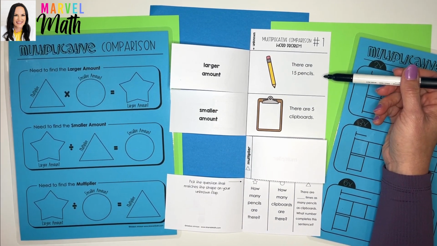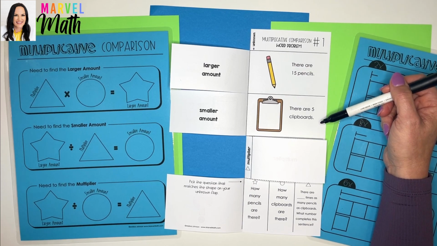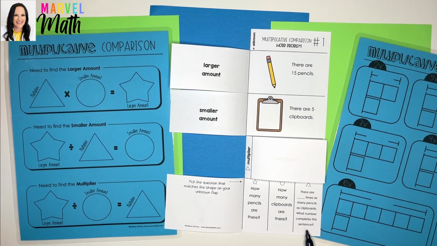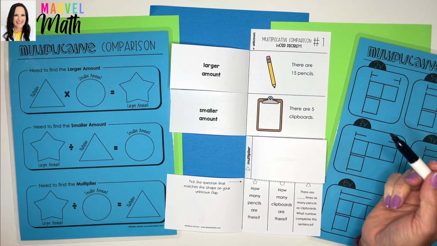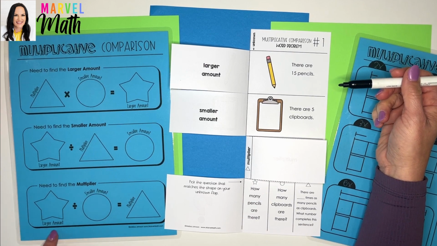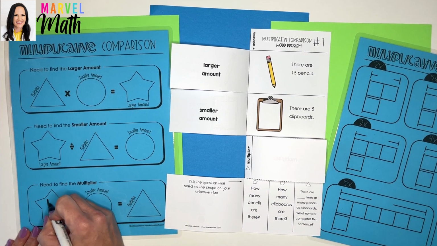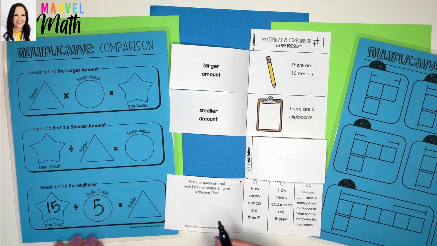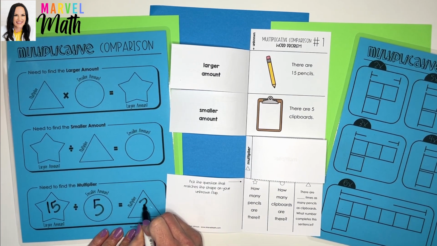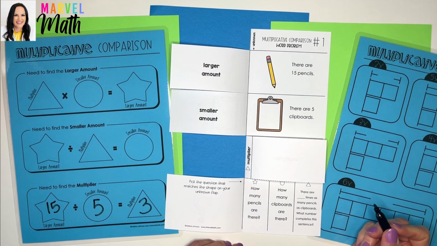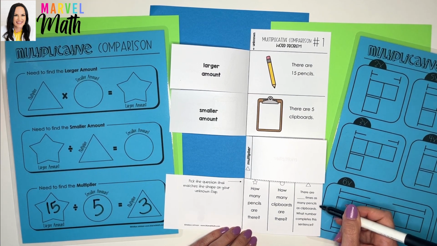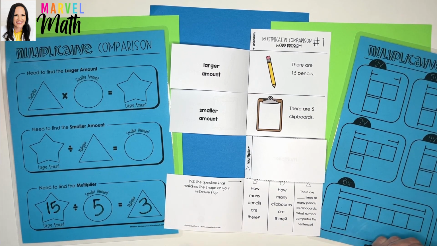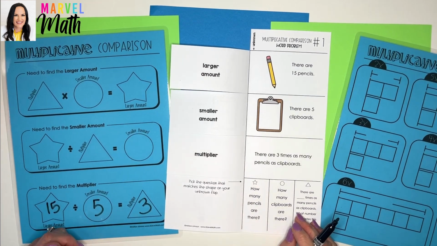There are 15 pencils. There are 5 clipboards. There are blank times as many pencils as clipboards. What number completes this sentence? So I'm going to use my larger amount, so 15, divided by my smaller amount, 5. And then I can see that the multiplier is 3. There are 3 times as many pencils as clipboards. And students can flip this open and check it.